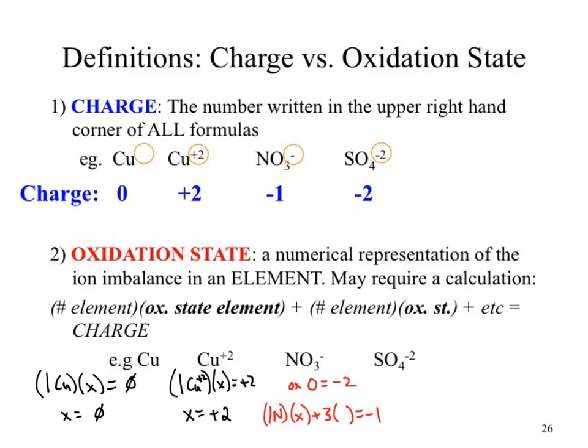The number of our nitrogens. How many nitrogens are present in nitrate? 1. So 1 nitrogen. I don't know the oxidation state for our nitrogen, so it's X. Plus the number of oxygens. How many oxygens are there? 3. Times its oxidation state. What's the oxidation state for that element? A negative 2. That has to equal the overall charge.